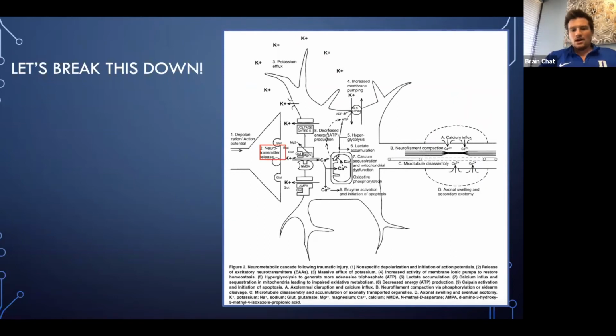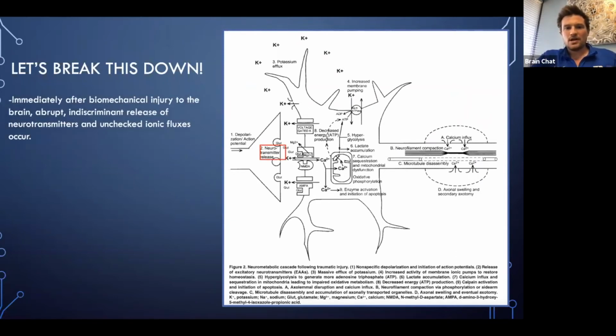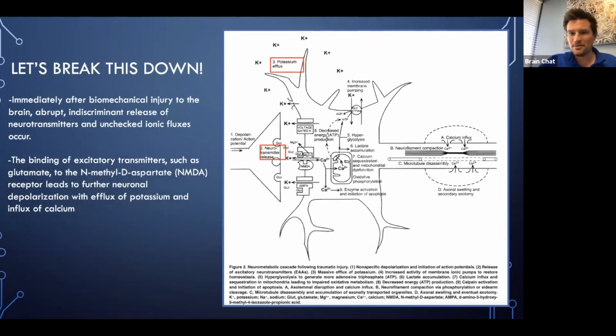So what you'll see, number one, you have an action potential, right? But immediately after biomechanical injury to the brain, there's indiscriminate and abrupt release of neurotransmitters and unchecked ionic fluxes that occur. What does that mean exactly? Well, if you remember from middle school and high school, you have your sodium potassium pump. And the goal of the sodium potassium pump is to pump potassium into the cell and pump sodium out of the cell.